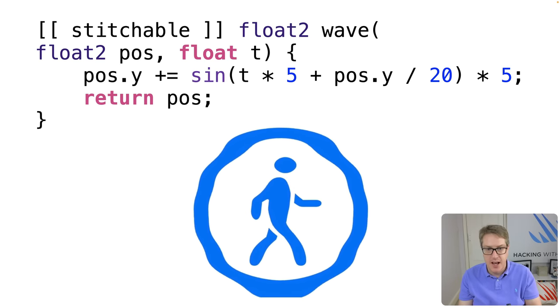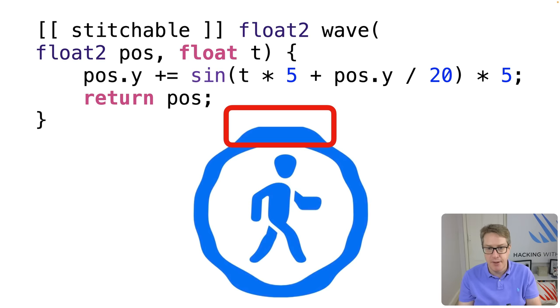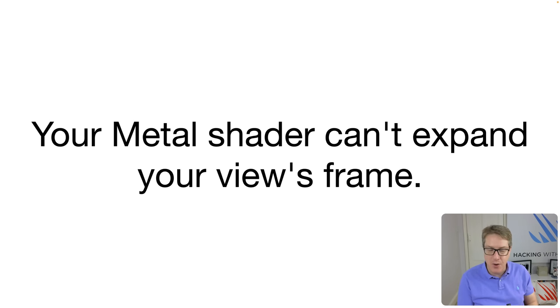But it's not perfect. I want you to look at this top part of the picture. This is completely flat. It's flattened out there, and that's happening because we're moving pixels up or down around our layer, and we're moving some outside the bounds of our frame. And it's being clipped, ultimately. It's trying to move beyond, and it's being cut off entirely. This is one of the golden rules of writing Metal shaders with SwiftUI. Your shader cannot expand your view's frame. If it goes beyond the frame, tough luck, it's being clipped.